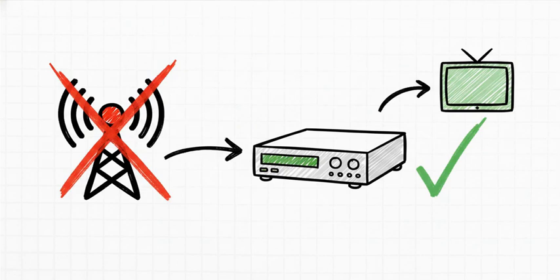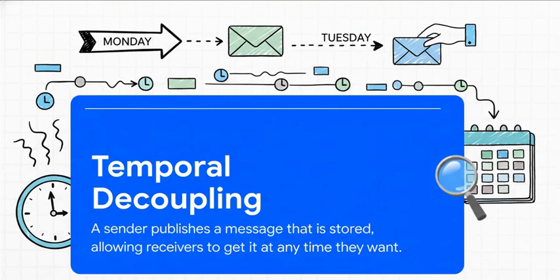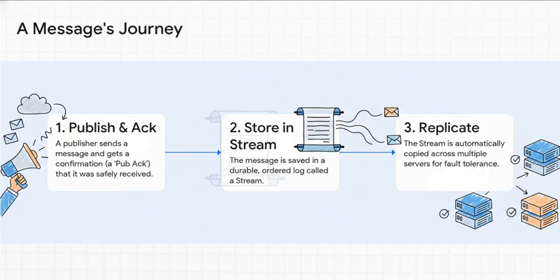Instead of a live broadcast, what you really need is a DVR. You record the show, and then anybody can watch it whenever they're ready. And that is exactly what NATS JetStream does for your data. This gives us what's called temporal decoupling. JetStream completely breaks that link between when a message is sent and when it's received. A publisher can fire off a message on Monday, and a consumer can come online and pick it up on Tuesday. No sweat. So, how does this actually work under the hood?